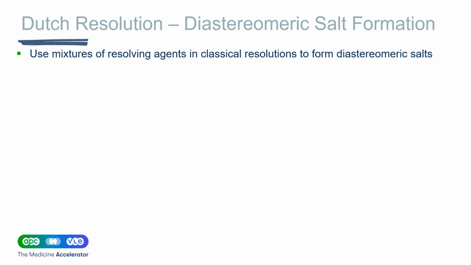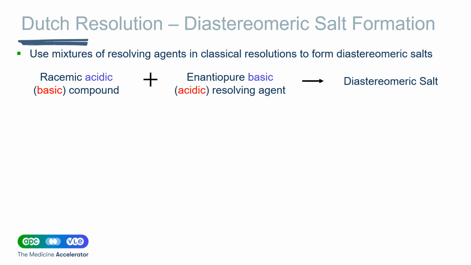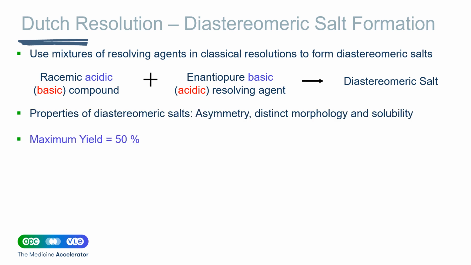Diastereomeric salt crystallization is a classical resolution technique that involves using chiral resolving agents to selectively form diastereomeric salts. A racemic compound reacts with a chiral resolving agent to form diastereomeric salts, which can then be separated based on their solubility. The key properties of diastereomeric salts are asymmetry: the salts are non-mirror images and have different physical properties. Distinct morphology: they exhibit unique crystal structures and different solubility. This difference enables selective crystallization.